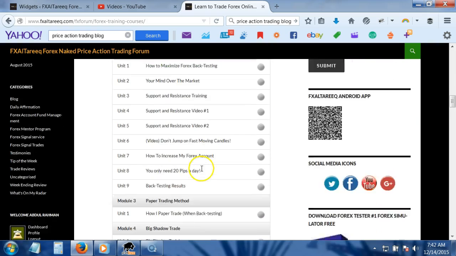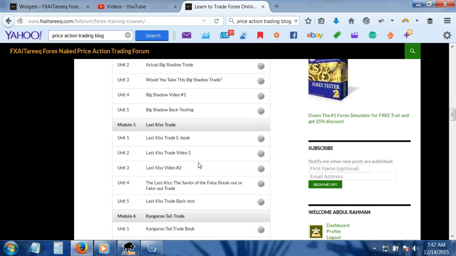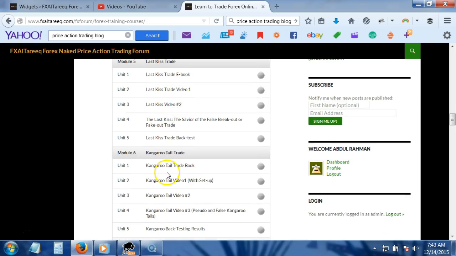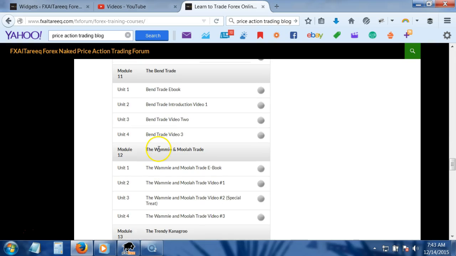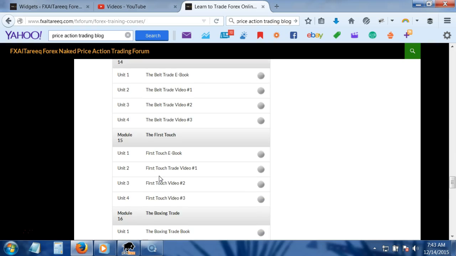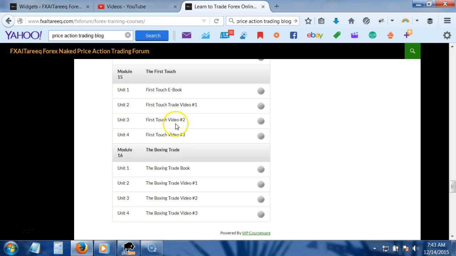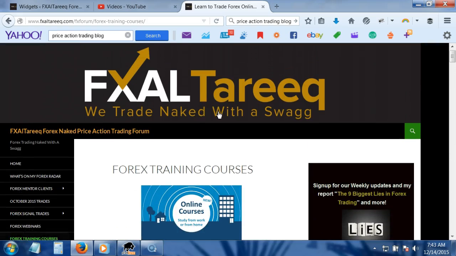When we talk about the market reversal patterns, things that come to mind are the last kiss, obviously the big shadow, kangaroo tails, the pogo trade, the bend trade, the whammy and the moolah trade, trending kangaroos, and a little bit of the, you would say, first touch as well. So those are some of the trades that I cover in my courses, and you will find them in the various courses that are available on the website.